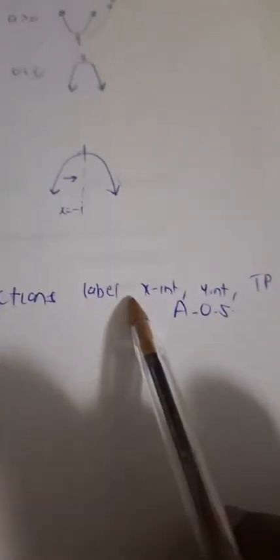sketch the following functions. That's one. Then two, sketch the following functions, labelling x-intercept, y-intercept, turning point, axis of symmetry. I think all of those need to be there in the function. X-intercept, y-intercept, turning point, axis of symmetry. That's what you need to do first.